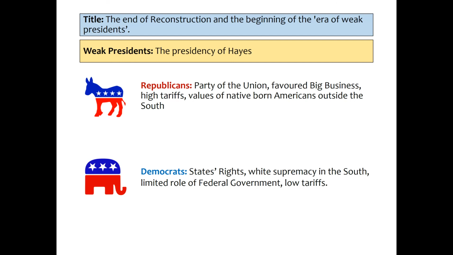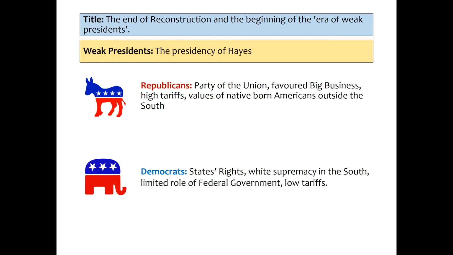What is the political system at this time? We've still got the Republicans, we've still got the Democrats. In reality, they are both very mixed. They are both quite diverse. But on the whole of it, on the face of it, the Republicans are the party of the Union.